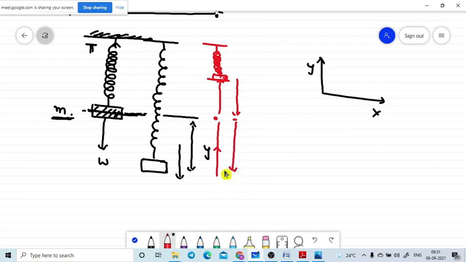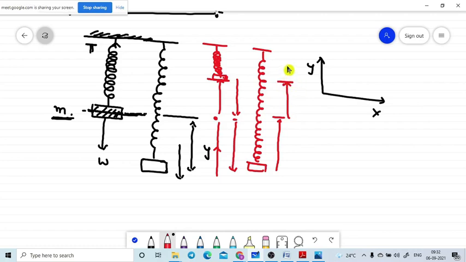Again, it will go in the downward direction. The spring will be elongated. Again, the restoring force will be generated in the spring, and the body will be pulled back toward its mean position. Again, due to inertia, the body will cross the mean position and go somewhat upward. Again, compression will happen, and due to the compression the body will be pushed back. Again, it will cross the mean position. Like this, oscillations are generated in the body.